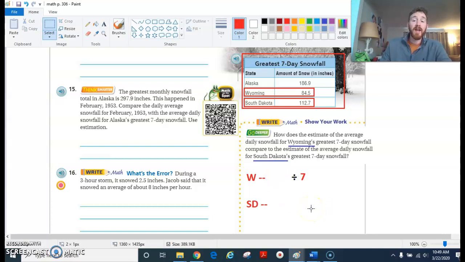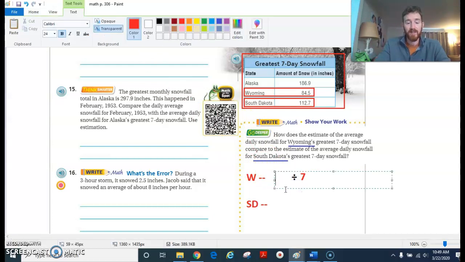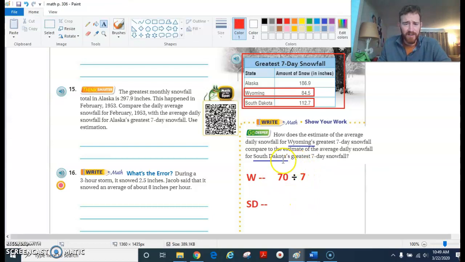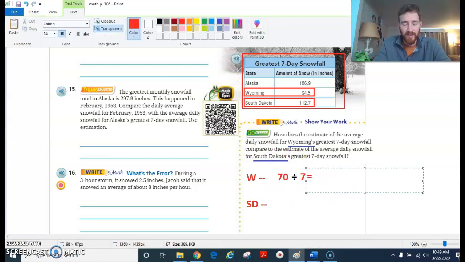If I go down to the nearest compatible number, I might think, okay, 84 is compatible with 7, and that would equal 12. But if that's hard to think of right off the bat, just go to the next lowest one. I know 70 divided by 7 is going to be 10. So I can set up like this if I want to, and that's okay. Again, it's all about getting close and whatever you're comfortable with. So 70 divided by 7 equals 10. Let's just say that's our estimated answer there.